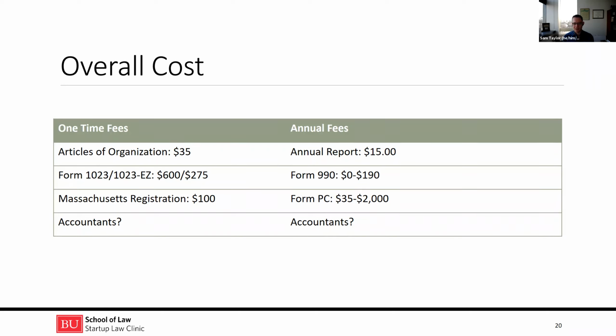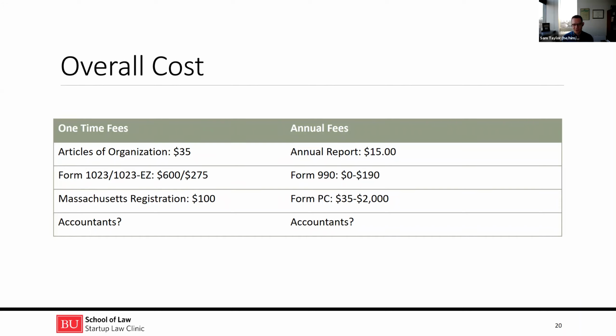The Form 990, which you're filing with the IRS, can be anywhere from $0 to $190, depending on how much money you've made that year. And the Form PC, that annual update to the Massachusetts Attorney General's office about all the activities you've been up to, also costs an amount that depends on how much money has come in. So, if you're a nonprofit that hasn't brought in much money, you're going to be down at the $35 level. But if you become a really successful, massive nonprofit, it could get up to $2,000.